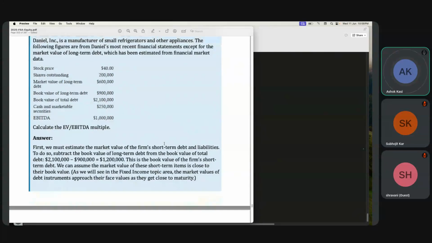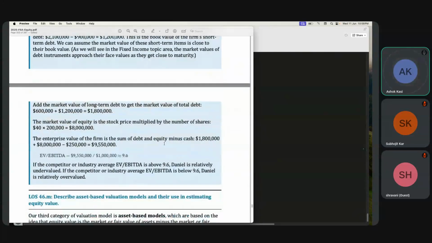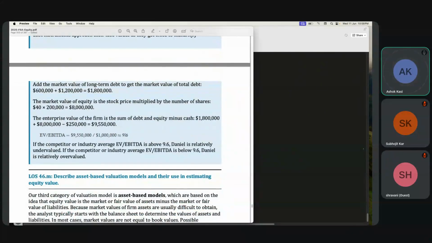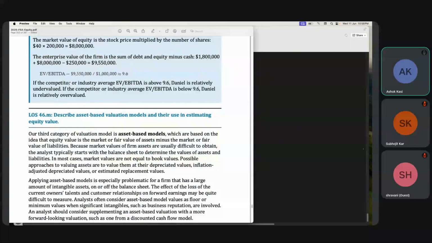Then next one, approximately 9.6. That is fine. So if the competitor or industry average is above 9.6, then it is undervalued. If it is below 9.6, then it is overvalued.